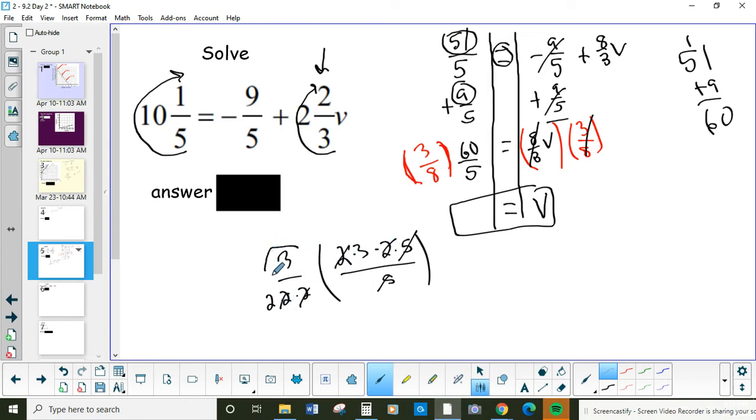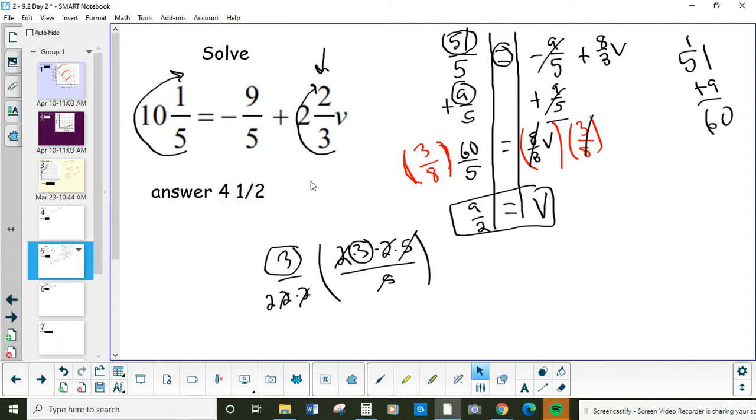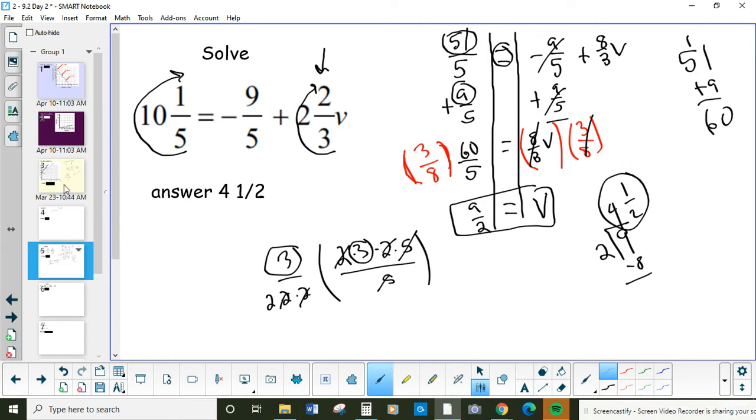So what's left on top is 3 times 3, or 9. And on the bottom is 2. This is a reduced answer. It may not be converted to a mixed number, but it is reduced. Sometimes they want us to convert to a mixed number. So if I don't see my answer, I just divide. I go in and out. And my remainder goes up top, divisor goes on the bottom, and it's the same number.